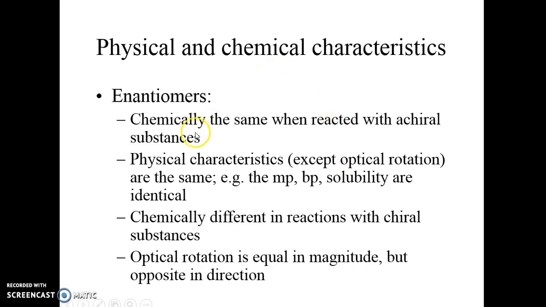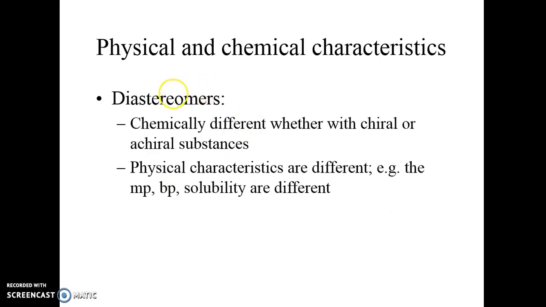Enantiomers have the same chemical and physical characteristics except for the optical rotation. The only way you can have a different chemical reaction is if you're using a chiral substance. Diastereomers have different chemistry and different physical characteristics, so they're very easy to separate because of that.